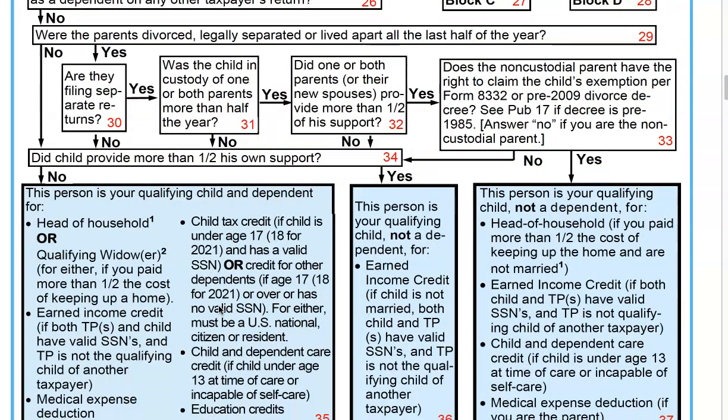So Raymond is the qualifying child and dependent for head of household, for earned income credit, for medical expense deductions, and for child tax credit, although he's not under the age of 18 in 2021. He is not eligible for the child and dependent care credit because he's not under the age of 13. But the point is, he does provide the qualifying child for head of household, so Sophia has that filing status rather than filing as single as she did in tax year 2020.